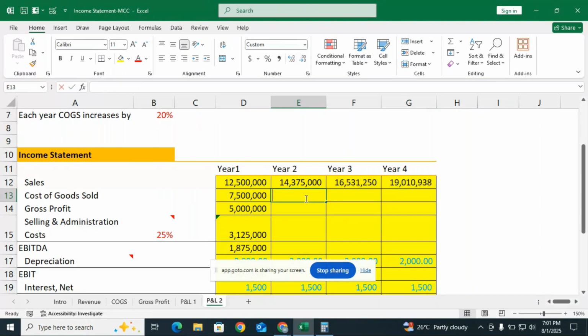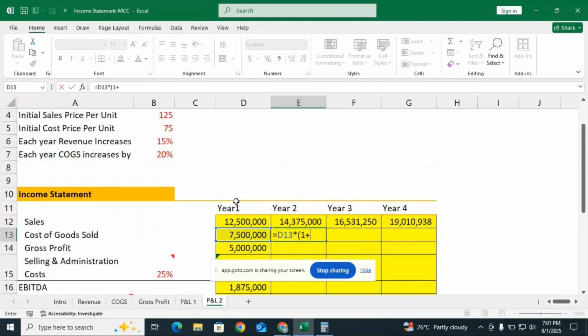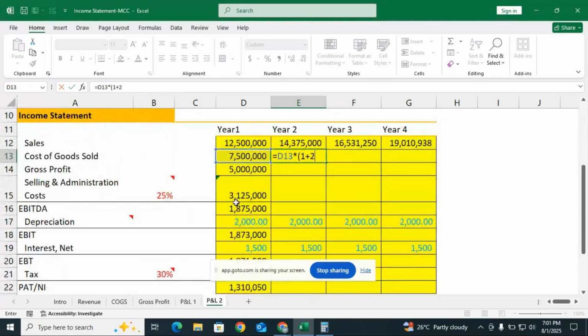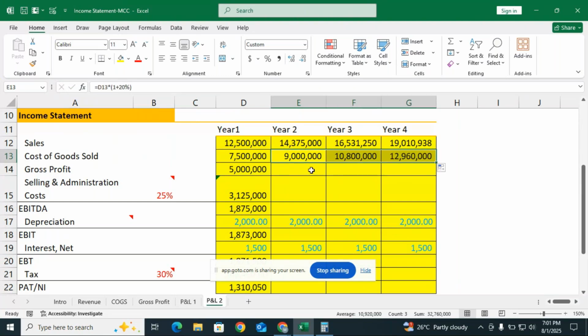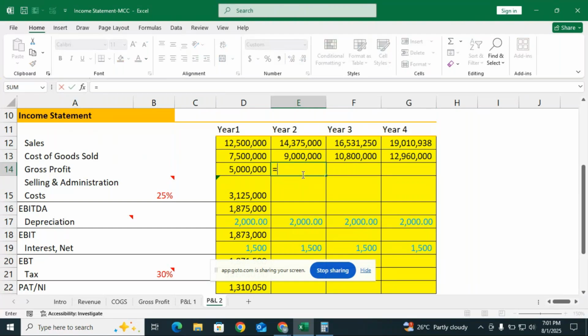Same thing with the COGS, 20%. And then you arrive at the gross profit, which equals sales minus COGS. This can also be done by dragging it up.